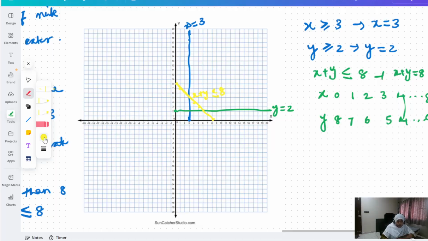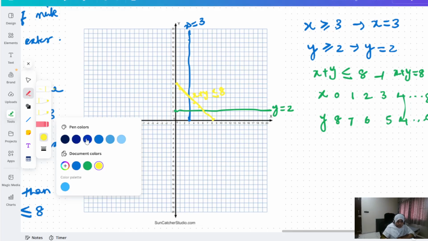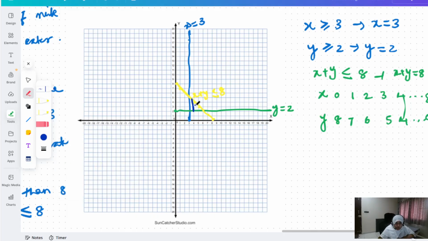Okay, fine. So now you know the region that is common to all. So this is the region that is common to all the three inequalities. Got it? So you have to shade the region that is common to all three inequalities, which is this part. Okay, I hope this question is clear.